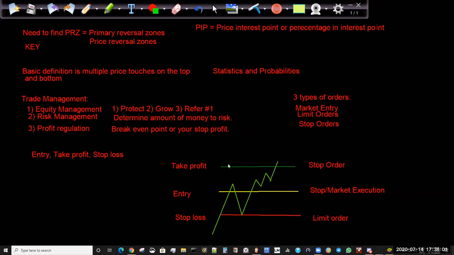That is a stop order. So a stop order is this: price has to come up and activate it for the order to be entered into the market. A limit order, price must fall back down to it and then go in the direction that we are wanting to go in, the direction of the trend. Any questions on what I just said here? Your 3 types of orders.